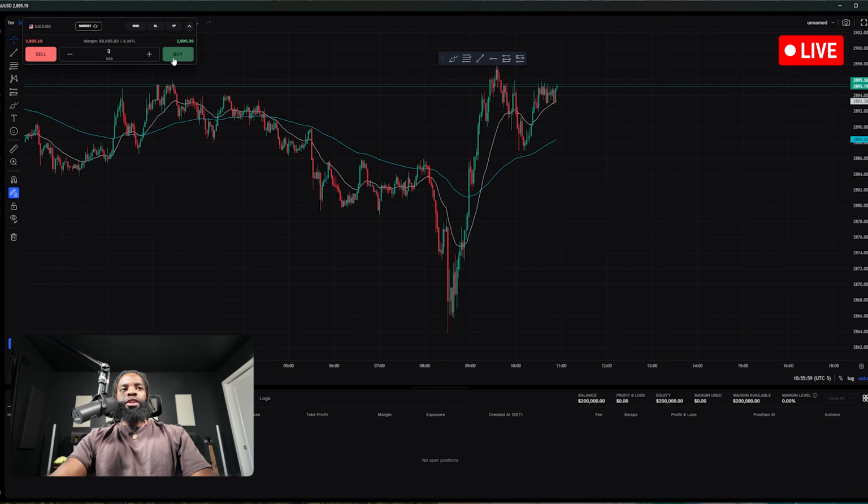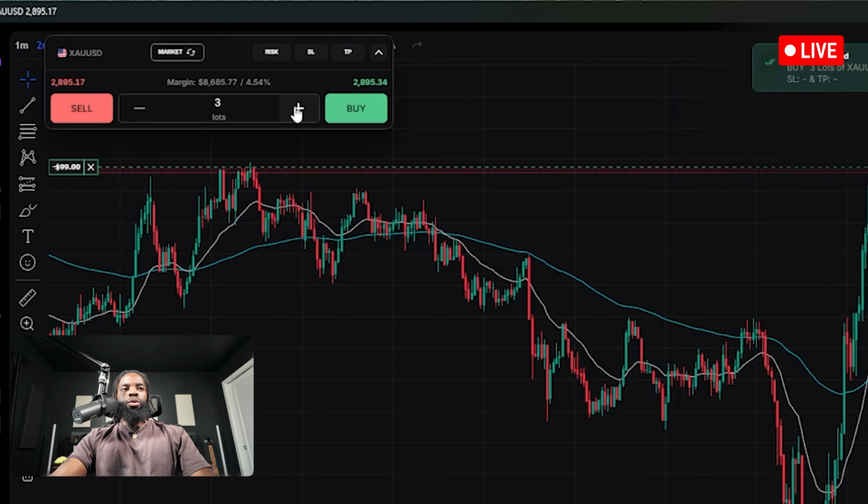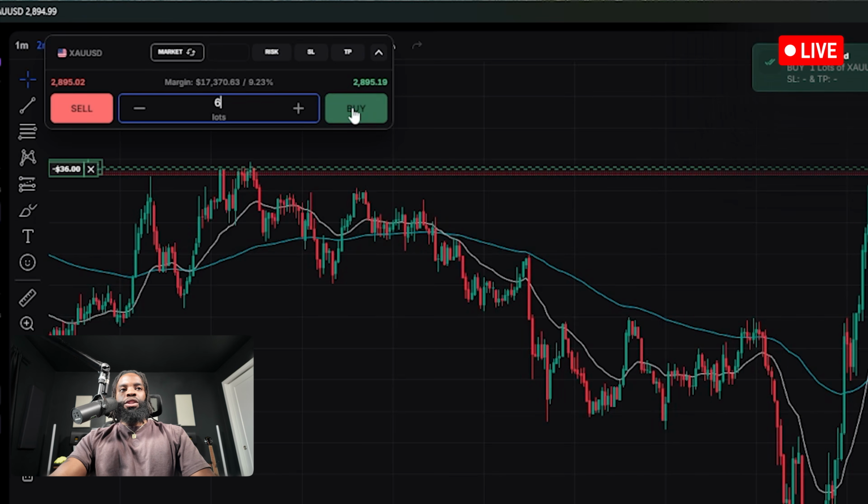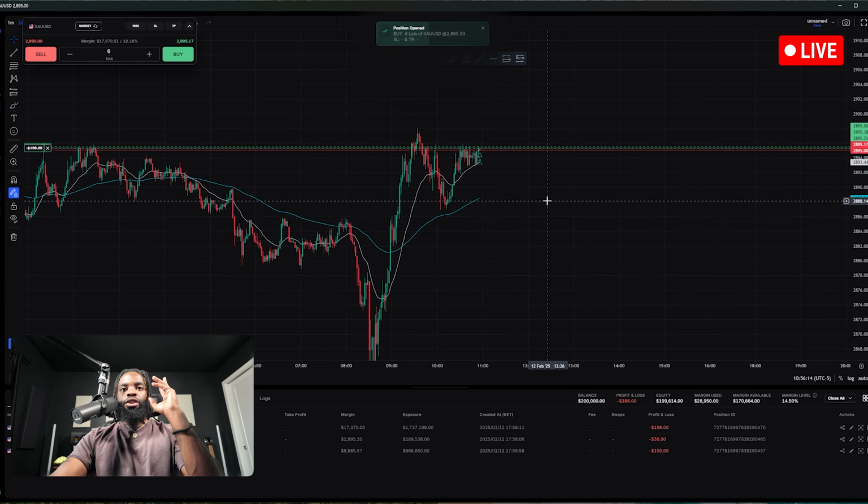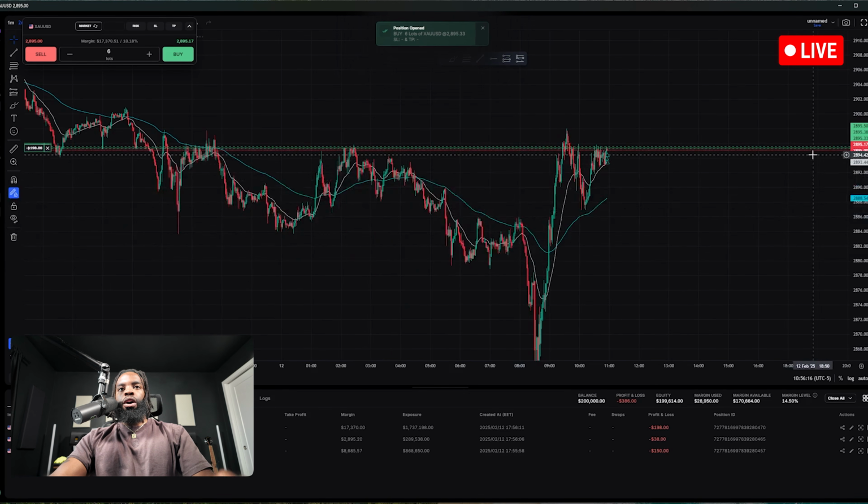So I'm actually going to get in on 3 of these. We're going to do 3 lots. We're going to do another at 1 lot, and this is going to be our longer position. And then the final at 6 lots, which is going to be our shorter position. So there's 3 trades that we just took off of this play.